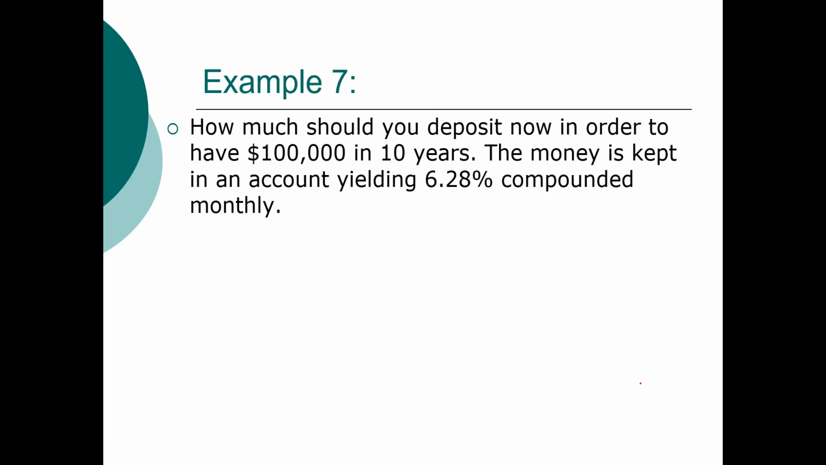Okay, so example 7, how much should you deposit now in order to have 100,000 in 10 years? And the money is kept in an account yielding 6.25% compounded monthly. So similar to the previous one, right? You want to have 100,000 in 10 years. So now that's your financial goal. So again, ending balance is 100,000. Time t is 10 years. And then the rate is 6.25%. And then the compounding period is 12.